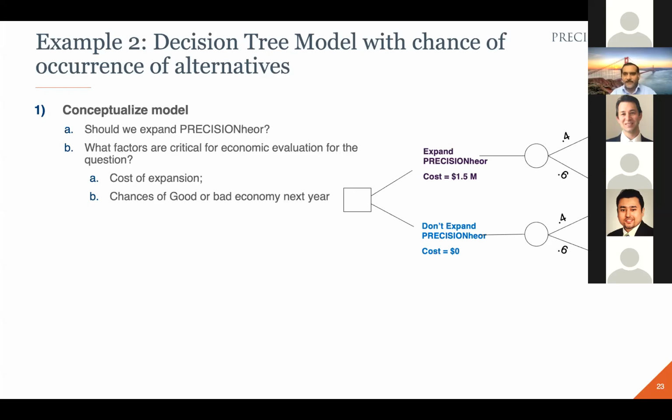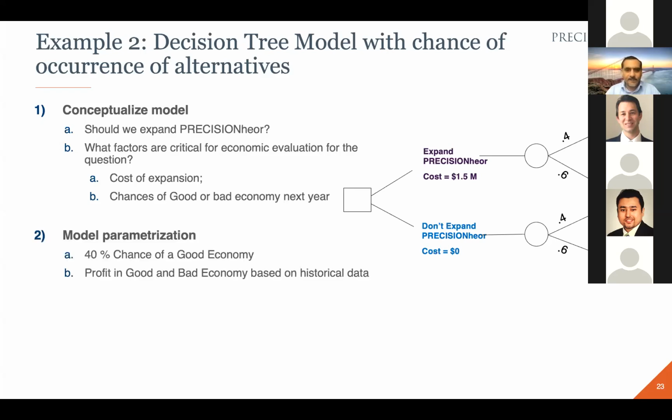So here, this is a decision tree, whether you should go and expand. The cost of expansion is $1.5 million, and if you don't expand, the cost is just 0. And if you expand, then let's say from the literature, we get a good economy with 40% chance, and then there will be a profit of 6 million if there is a good economy. And if it is a bad economy, there will be a profit of 2 million, let's say. And same thing in this arm, for example.